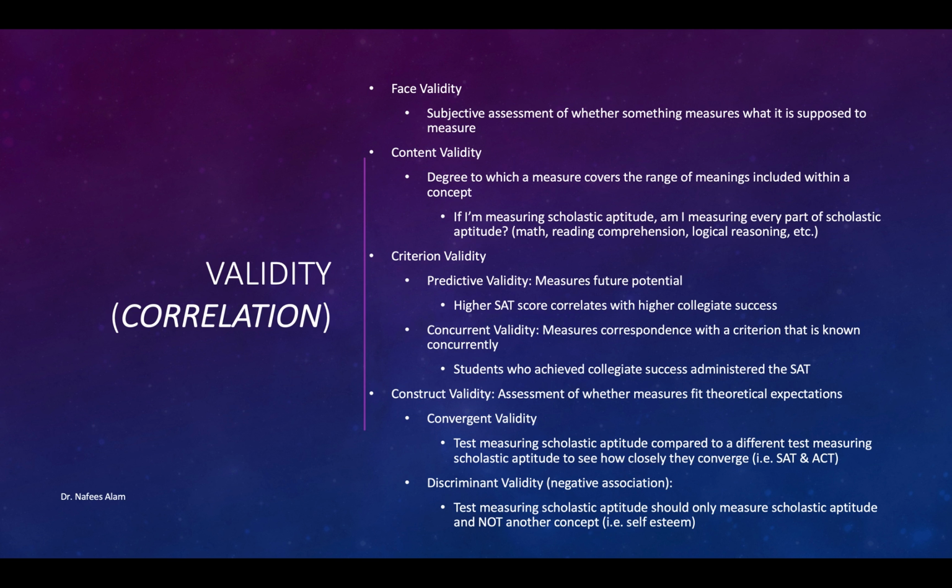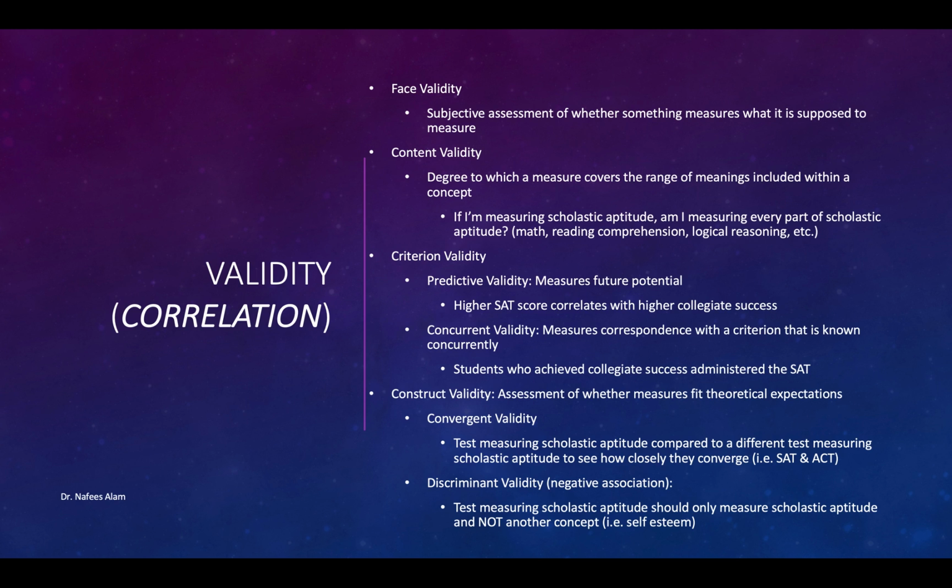So face validity first. Face validity is a subjective assessment of whether something measures what it is supposed to measure. As the definition shows, it is subjective. So you can say that something has face validity, or you can say something doesn't have face validity. It's completely subjective. So if you're administered a test, just because you feel like it measures what it's supposed to measure, you can say that there's face validity there. It's subjective. Content validity is the degree to which a measure covers the range of meanings included within a concept.